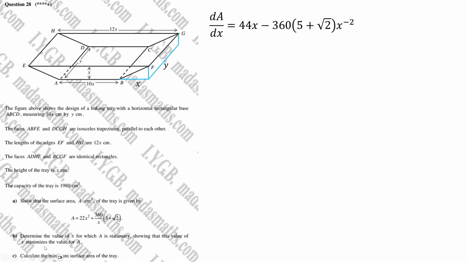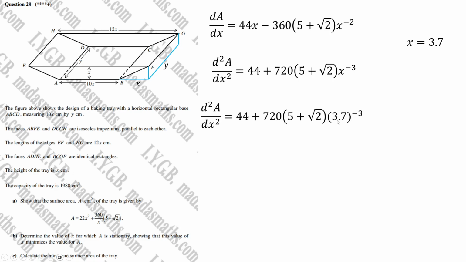What else do we need to do? We need to show that it does minimize it. So if we find the second derivative, remember just x equals 3.7 for later. Second derivative is 44, and then it's plus 720 x to the minus 3. Minus 2 multiplied by minus 360 is positive 720. You'll get this, and then you might be able to just see from here that this is definitely going to be positive, therefore it will minimize the area. So you can just plug in 3.7 just for the sake of showing it, and then you can just say, well, this is obviously positive, so it minimizes it.